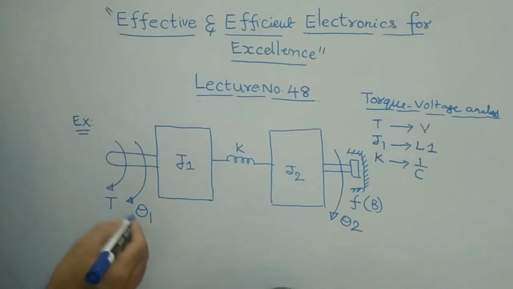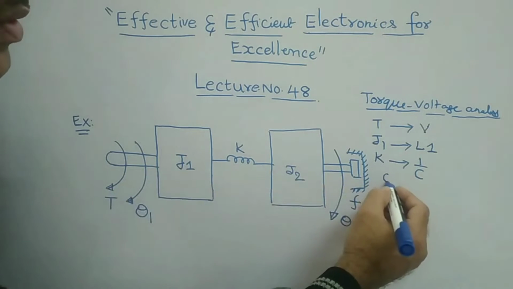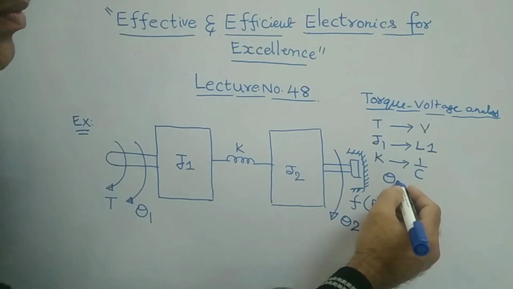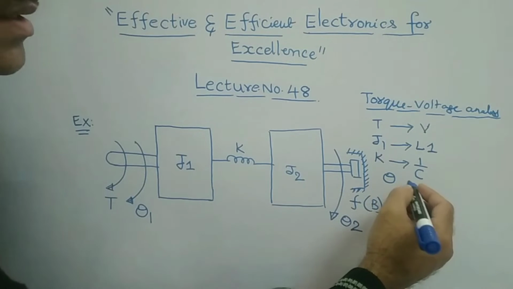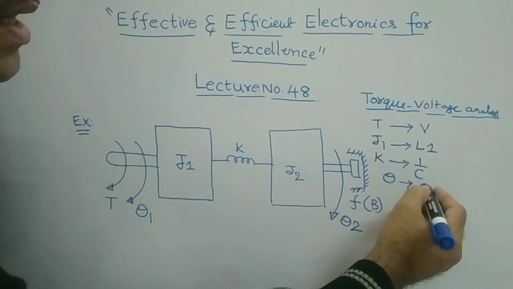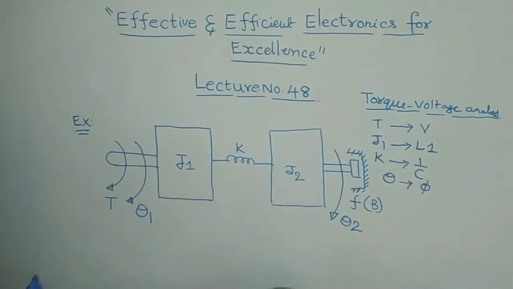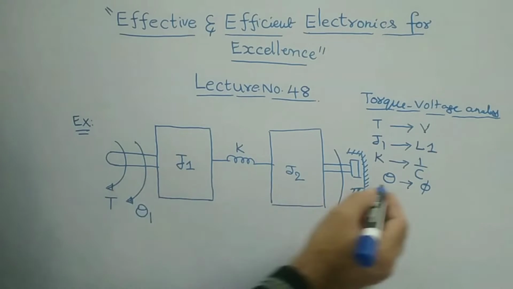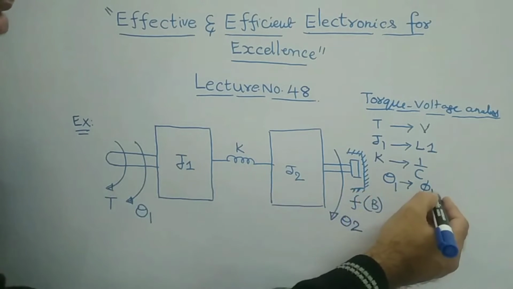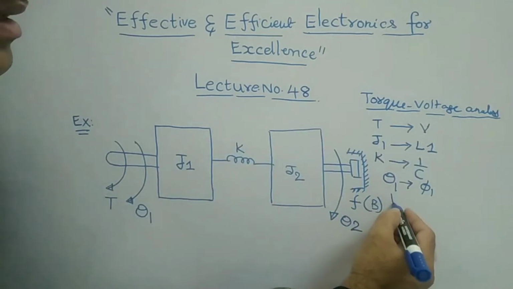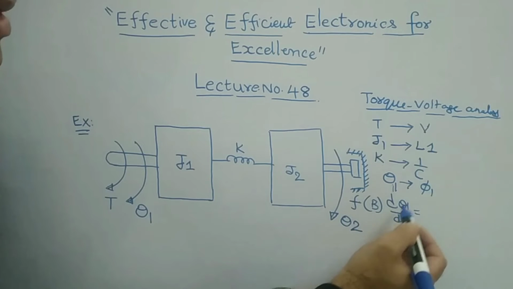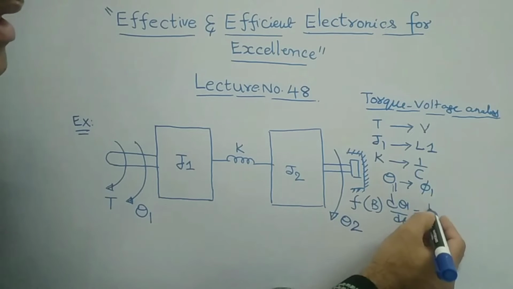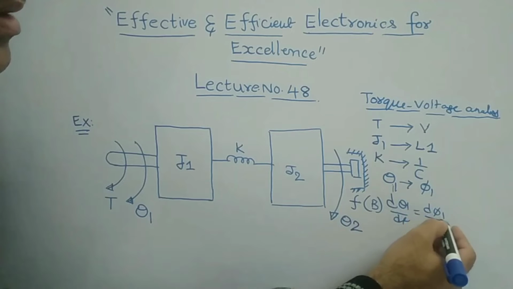Similarly, what else is there? Theta 1. If you consider theta as angular displacement, that corresponds to phi, the electrical flux. So theta 1 is equal to phi 1, and d theta 1 by dt is nothing but d phi 1 by dt, no?